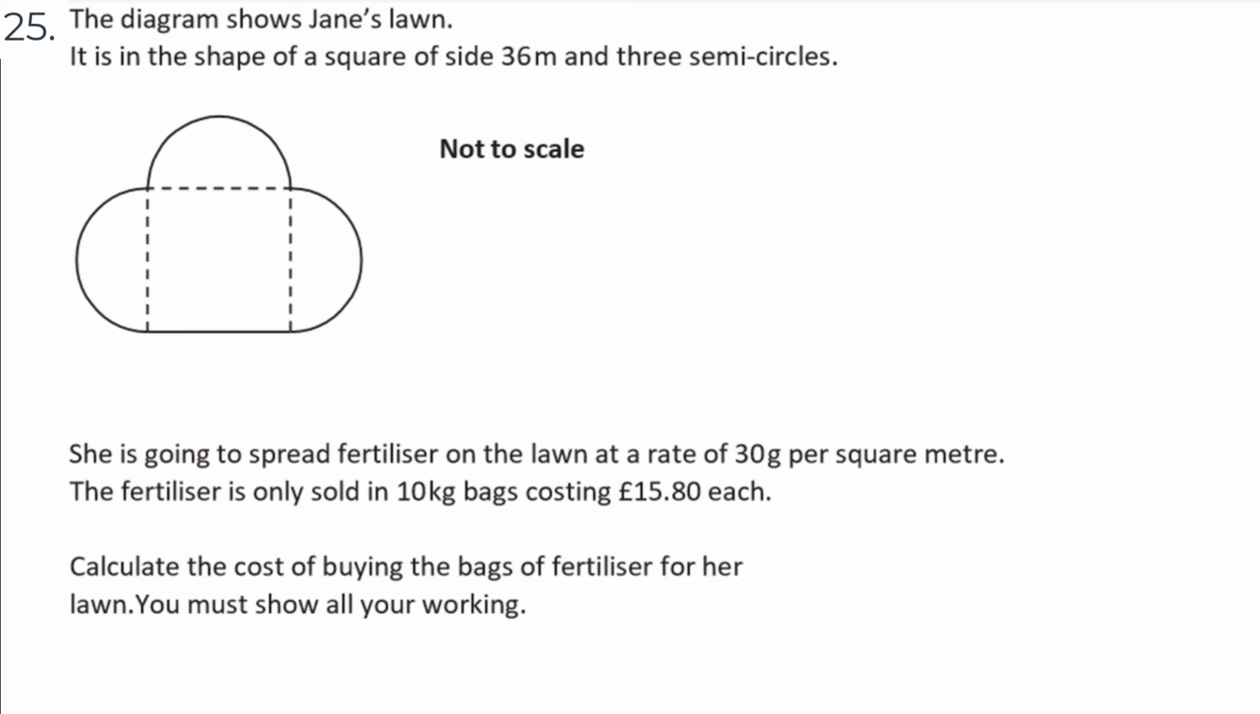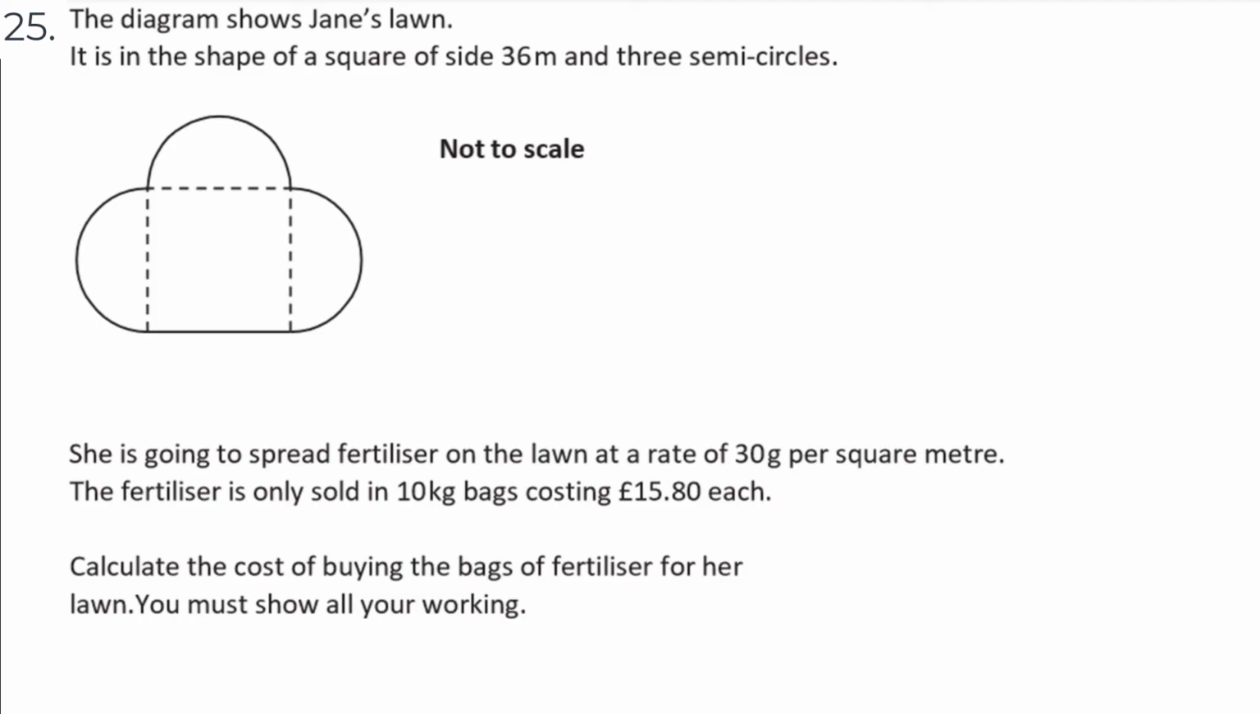The diagram shows Jane's lawn. It is the shape of a square of side 36 meters and 3 semicircles. She is going to spread fertilizer on the lawn at a rate of 30 grams per square meter. The fertilizer is only sold in 10 kg bags costing £15.80 each. Calculate the cost of buying the bags of fertilizer for her lawn. You must show all your work.